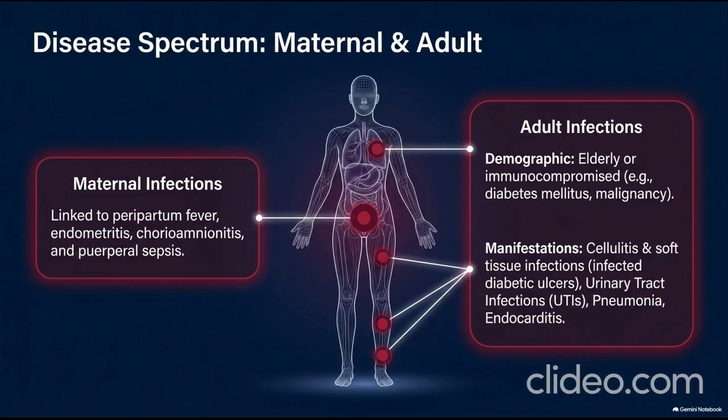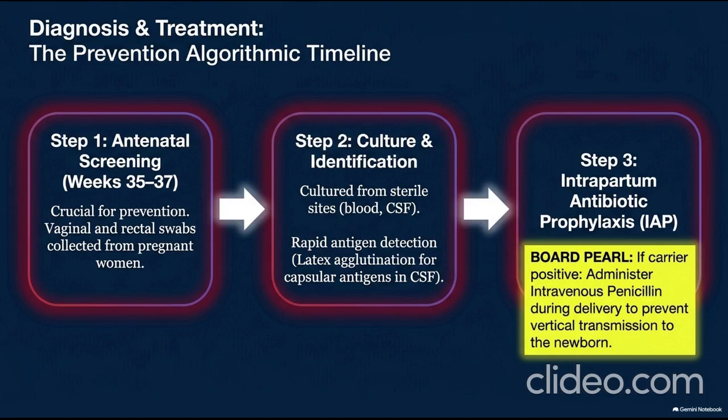But the absolute most important diagnostic tool is preventive. Antenatal screening. To prevent vertical transmission, current guidelines dictate that vaginal and rectal swabs must be collected from all pregnant women at 35 to 37 weeks of gestation. Screening at this window is crucial for identifying maternal carriers who require intrapartum prophylaxis.